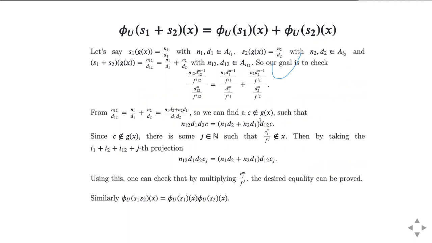So then we need to check that it sends addition to addition. This is a horrible fraction to chase down. So let's just say s1 sends g(x) to n1 divided by d1, and n1, d1 have degree i1. And s2 sends g(x) to n2 divided by d2, and n2, d2 have degree i2. Then let's say that s1 plus s2 sends g(x) to n12 divided by d12, and n12, d12 have degree i12.